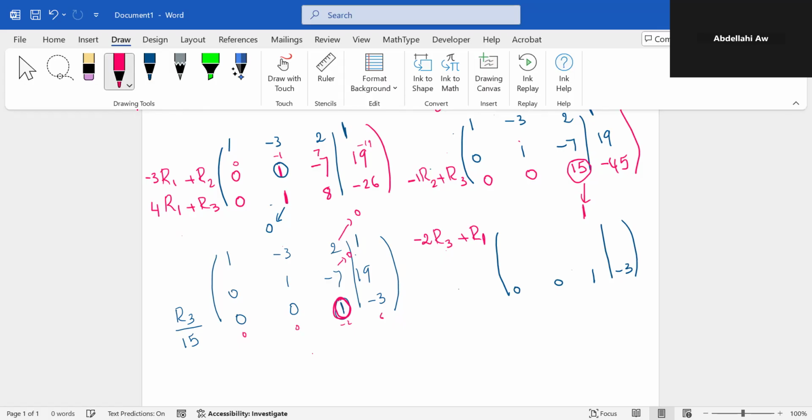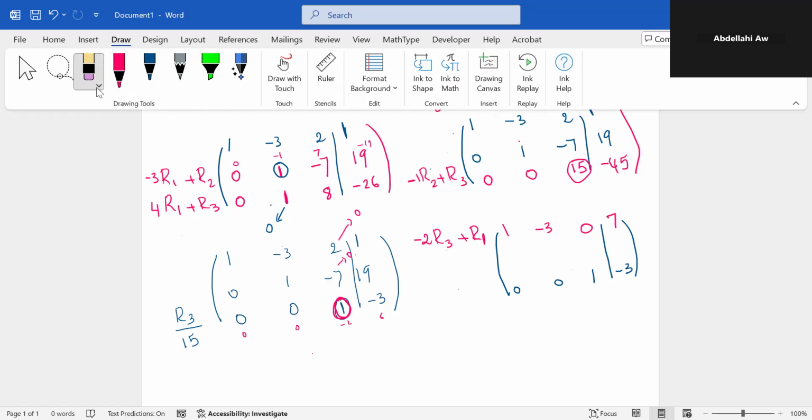I just add it to the first row. Of course, 1 plus 0 is 1. -3 plus 0 is -3. -2 plus 2 is 0. This is what you wanted, right? And 6 plus 1 is 7, right? Okay, now my -7 needs to become 0.